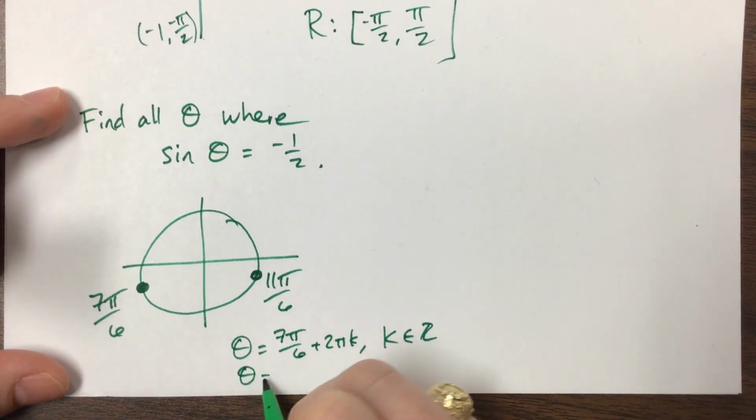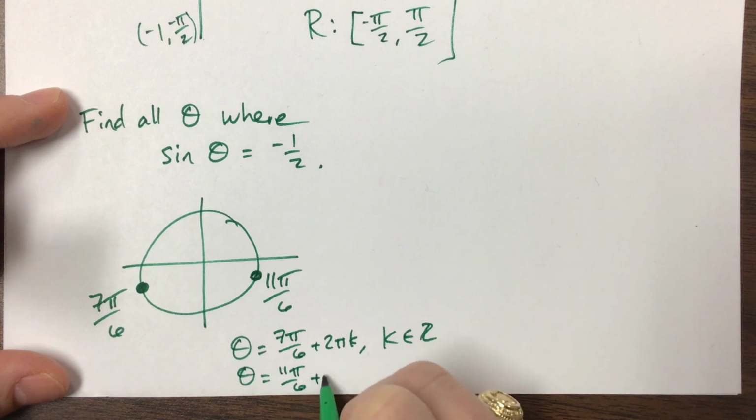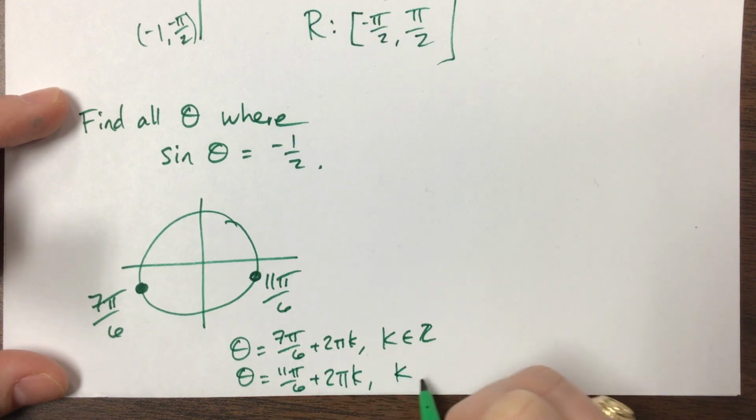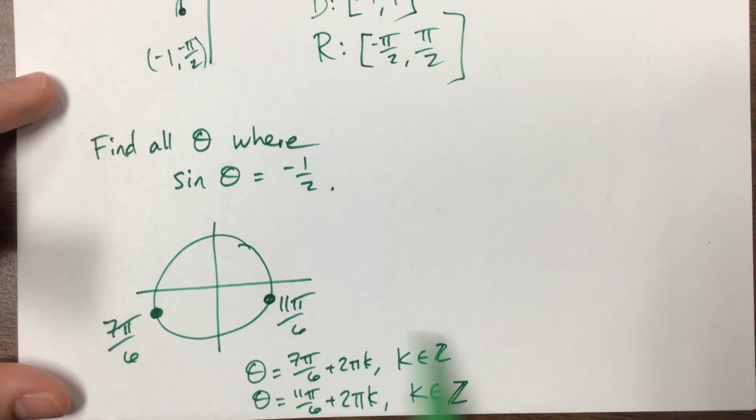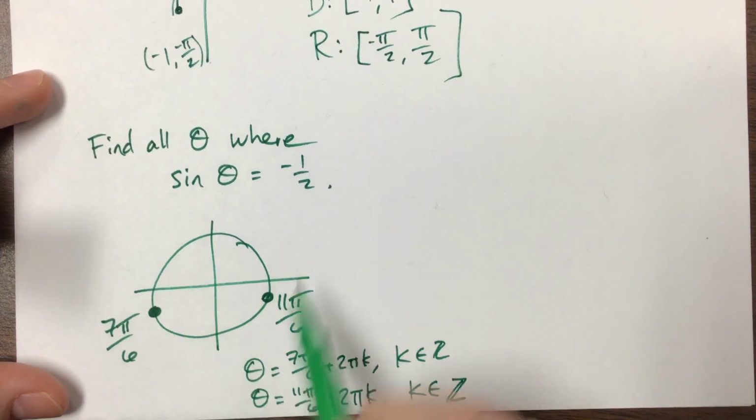And then I would say, okay, it's also 11 pi over 6 plus 2 pi k, where k is an element of the integers, or we like to joke and call it Kez. And so this would find all of them. So think about it. We can circle, circle, circle, circle.